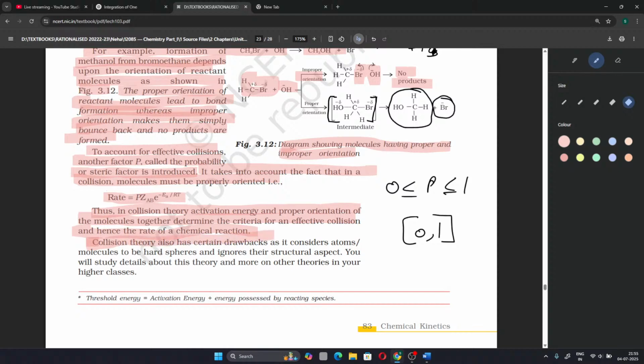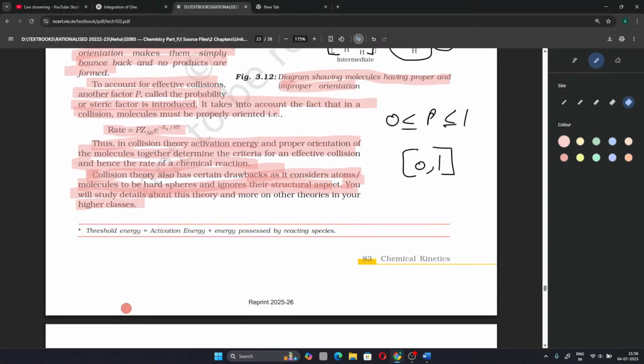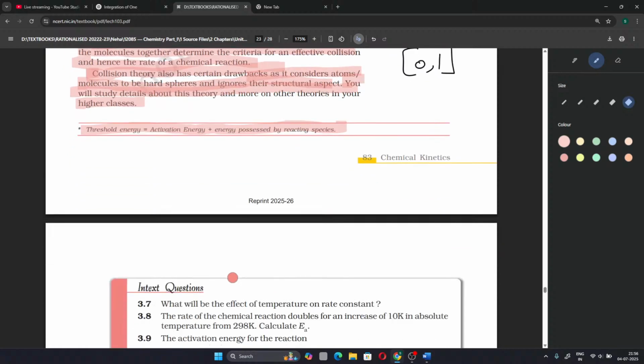Collision theory also has certain drawbacks as it considers atoms, molecules to be hard spheres and ignores their structural aspect. Not all molecules are hard spheres, so we cannot approximate that. You will study details about this theory and more other theories in your higher classes, maybe degree. Threshold energy is equal to activation energy plus energy possessed by reacting species. Okay, basically adding activation energy to the already possessed energy.